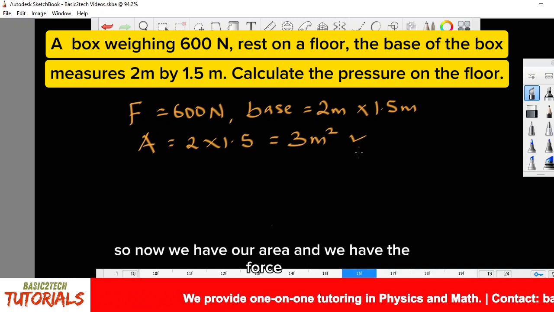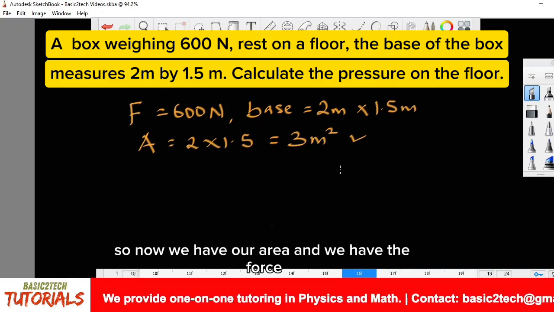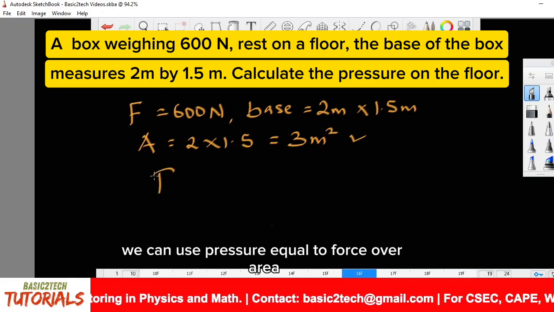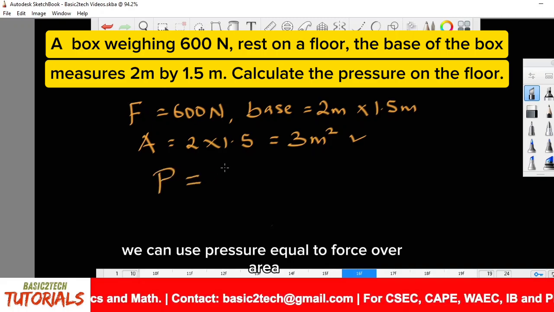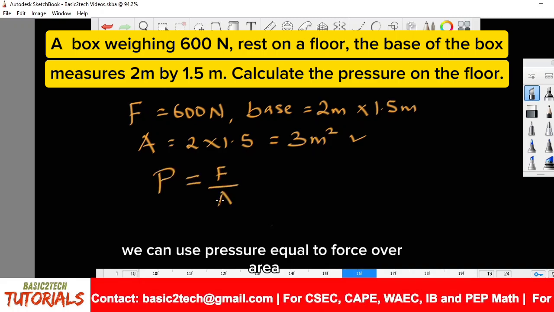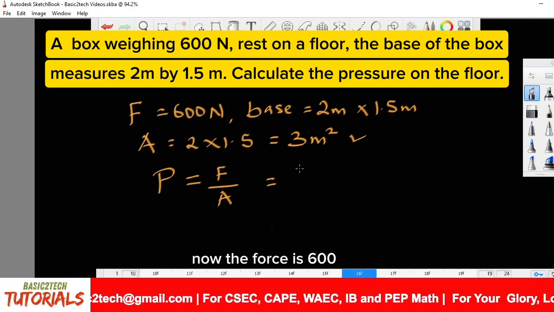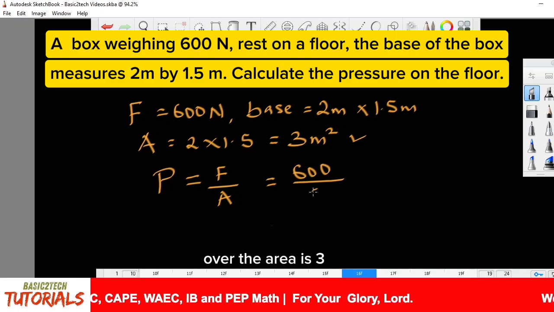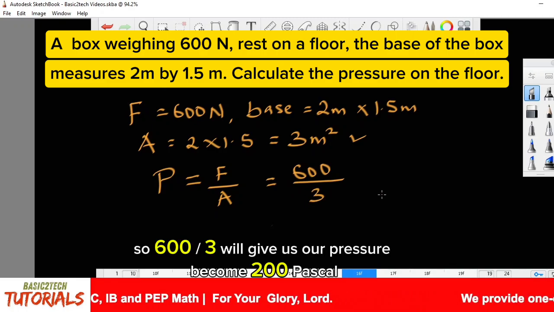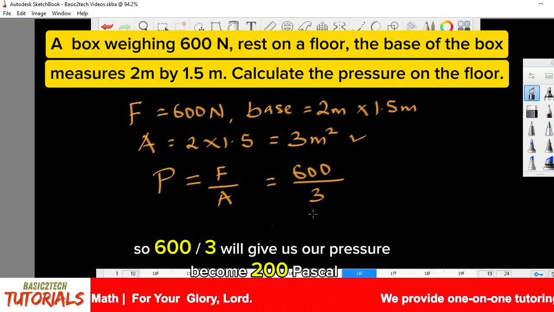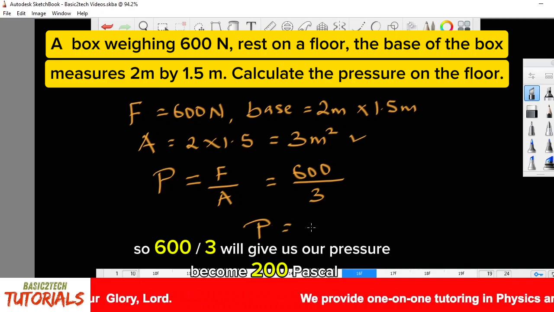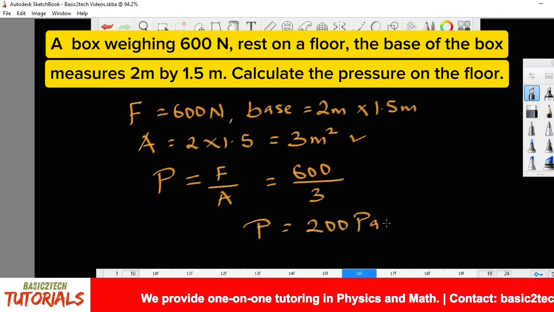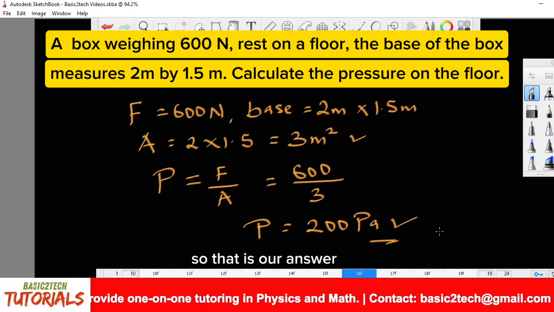So now we have our area and we have the force. So we can apply the formula. We can use pressure equal to force over area. Now the force is 600 over the area is 3. So 600 divided by 3 will give us our pressure, which becomes 200 Pascal. So that is our answer.